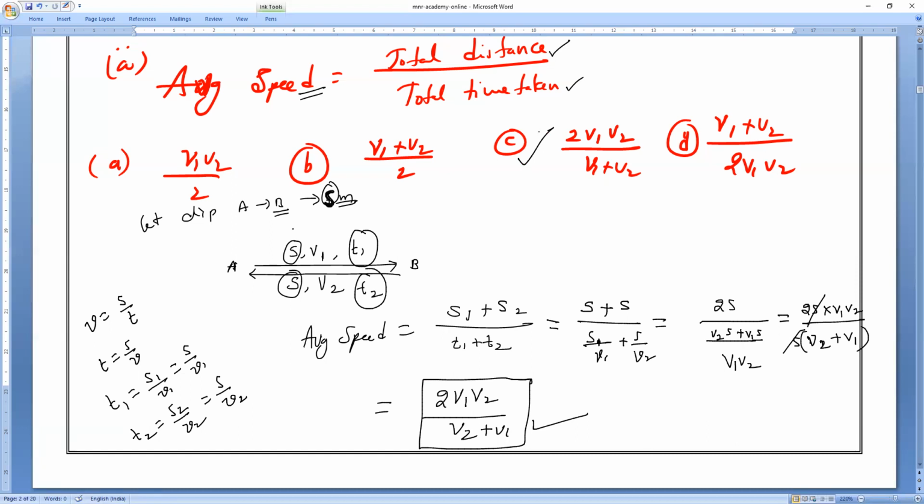Always remember, whenever you need average speed, you need to know total distance and total time taken. So what is the correct option? Option C. So solve it now. Doubt, anybody can ask me. Anyone having doubt in this, you can ask. Clear, everybody?